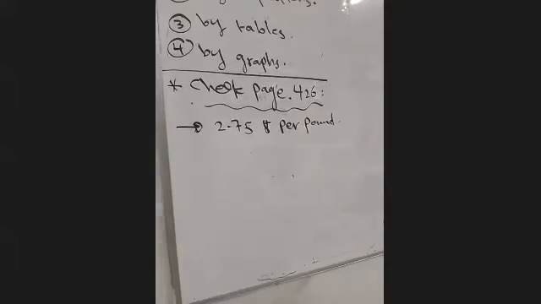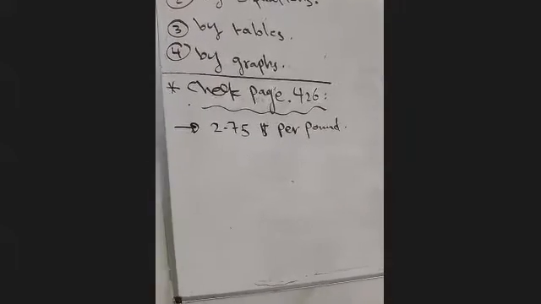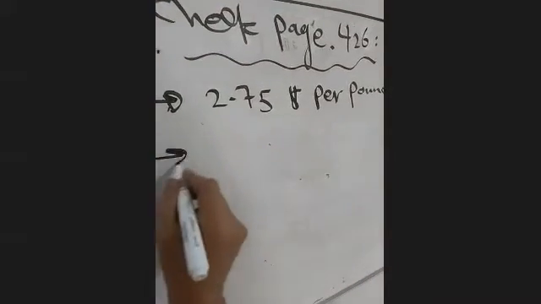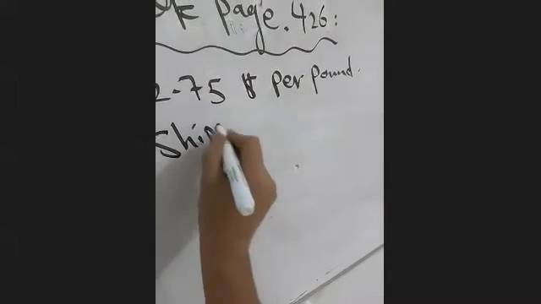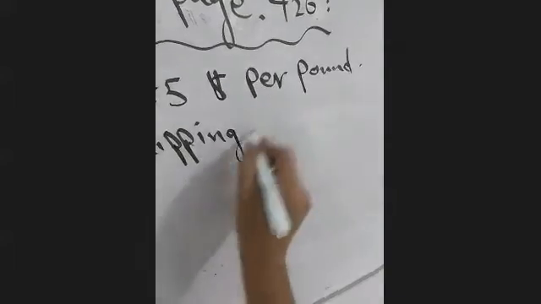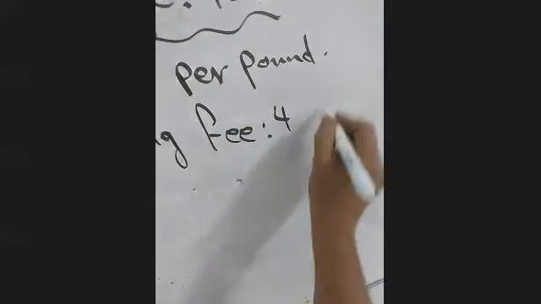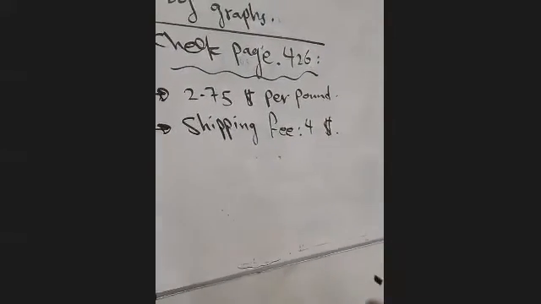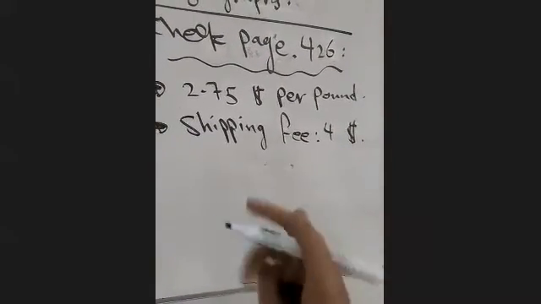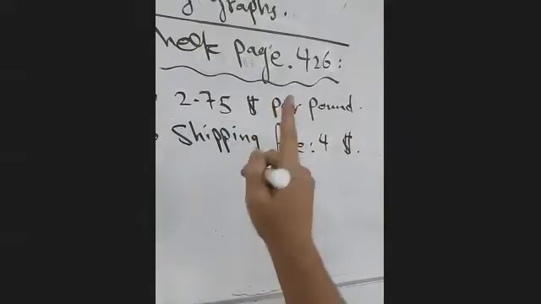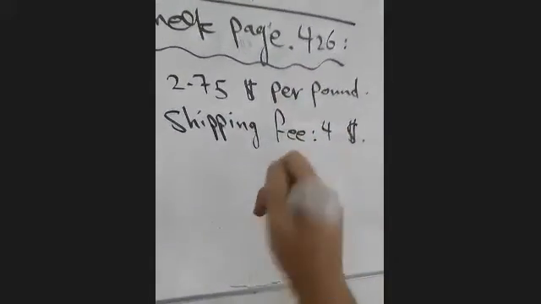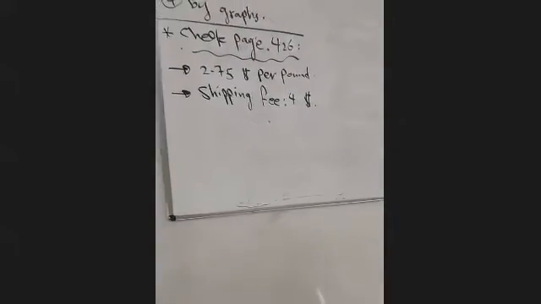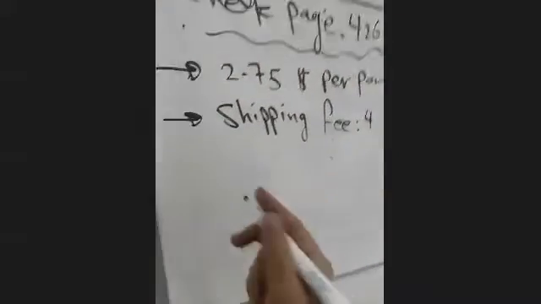Now, when you order something online, there's something we call a shipping fee, رسوم الشحن, رسوم التوصيل in Arabic. So the shipping fee is $4. It means if you order anything from this online store and the employee brings it to you, you will pay the $2.75 per each pound, and you will pay extra $4 for him because he brings that thing to you.